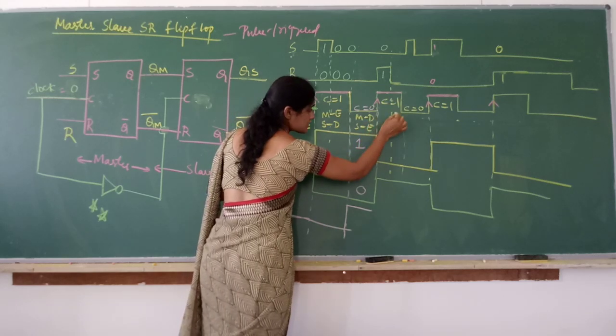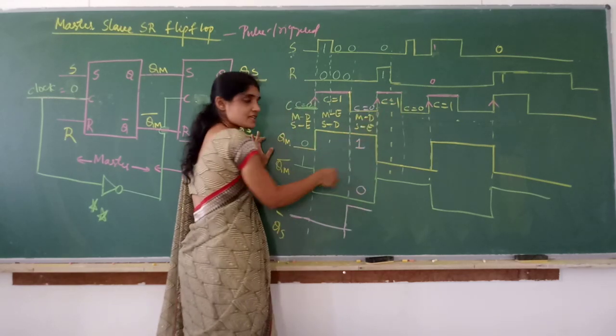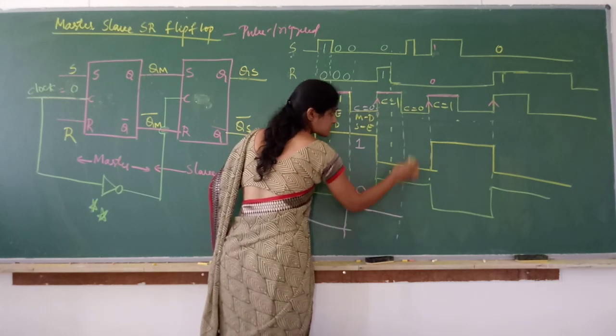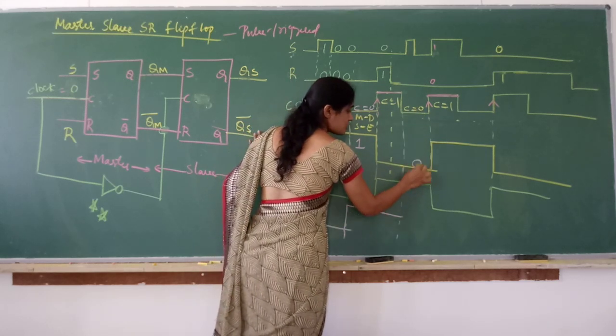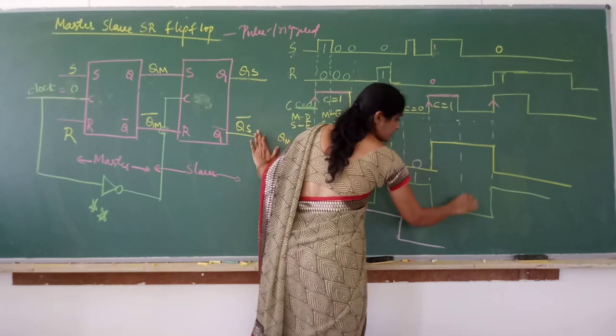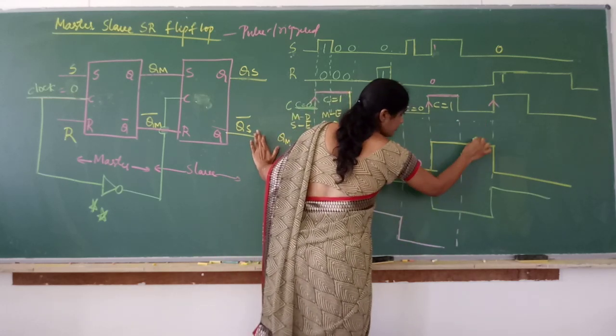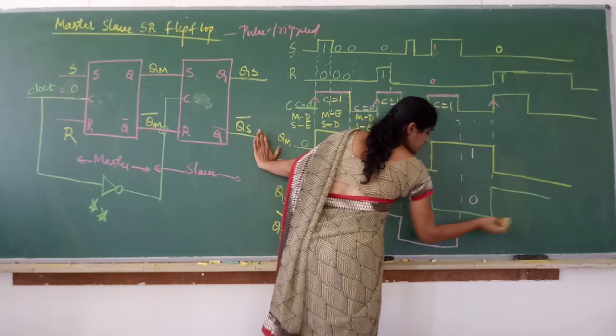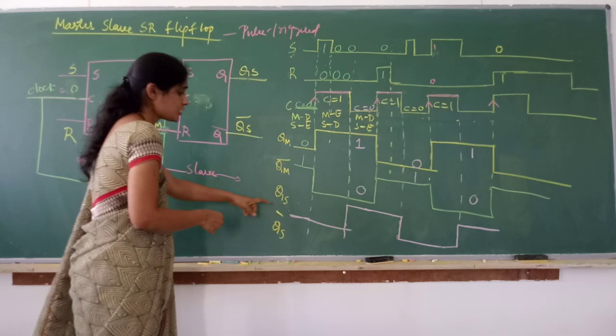So don't look at the input when clock is high. When clock is high, slave is disabled. So you have to see the output only here next. When clock is 0, 0, 1, what is the output? 0. Same. When clock is 0, 1, 0, what is the output? Here it is becoming 1. Like this. Okay, so this is QS.